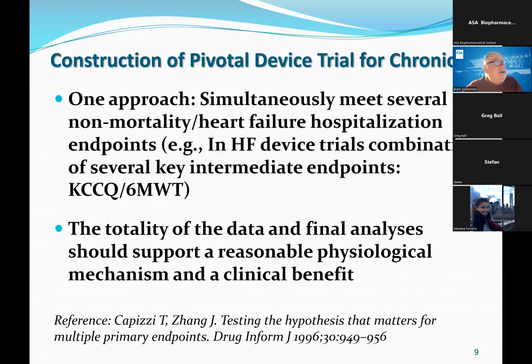And we look at the totality of the data, and the final analyses should support a reasonable physiological mechanism and a clinical benefit. And I have put one reference at the bottom. Next slide, please.